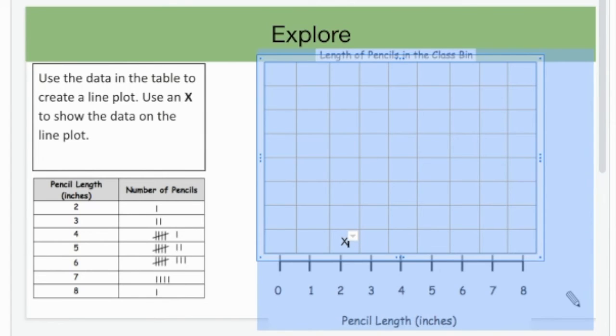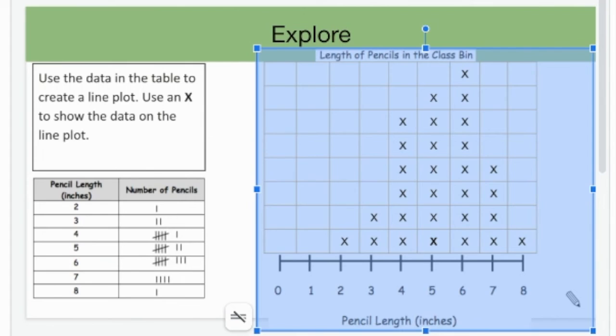Wow, there were 6 pencils that were 4 inches long? Let's type in 6 X's above the number 4. Remember, it goes up. 1, 2, 3, 4, 5, 6. Also, I skipped the 3 inches. Let me go back. 3 inches had 2 tally marks next to it, so I'm going to put 2 X's on the line plot. All right, I fast forwarded a bit, but this is the line plot complete with all of the data from the tally chart.